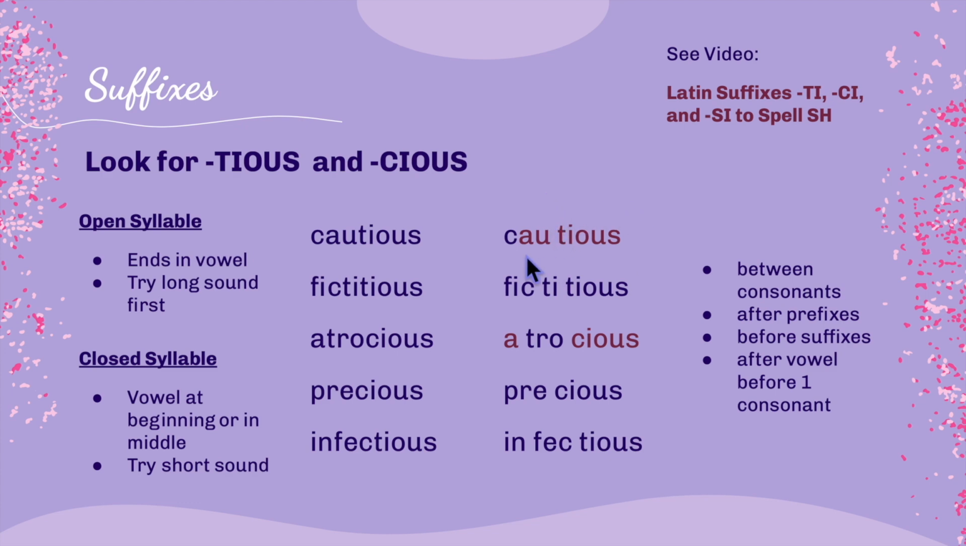So we split here. AU says ah. Both of these suffixes are pronounced shus. You could see my video about Latin suffixes for more practice with those as well. So we have the word cautious.